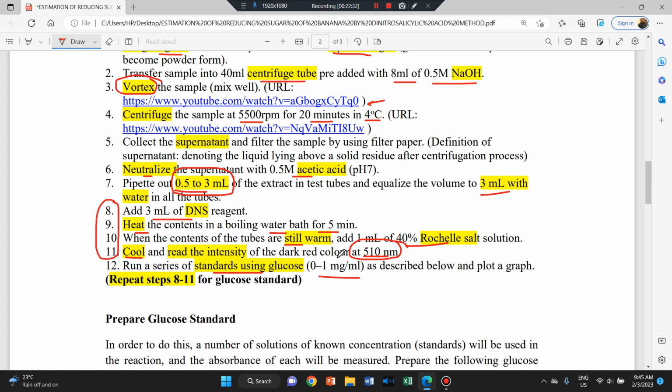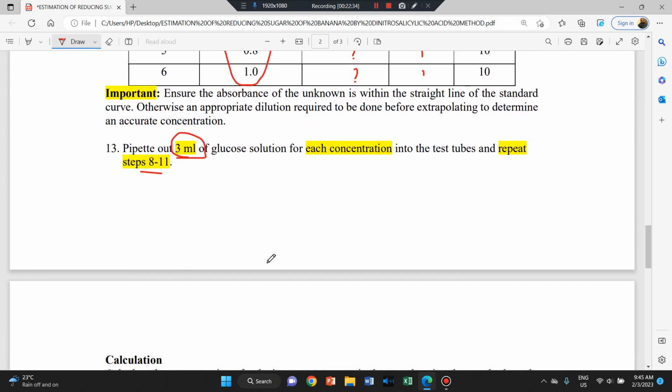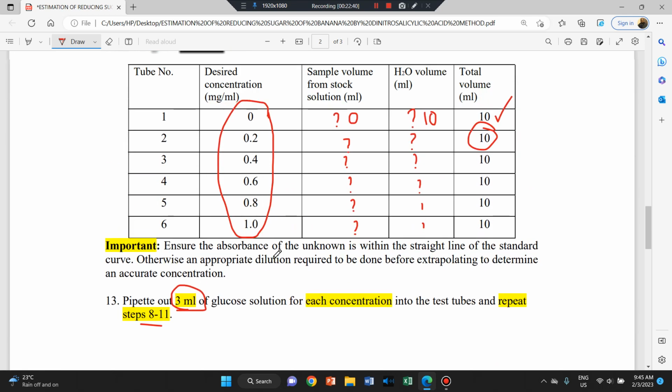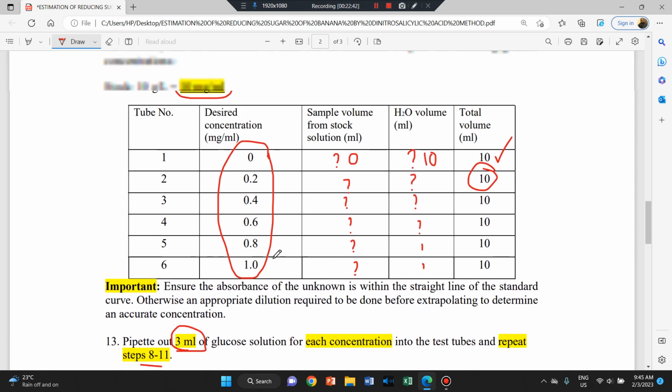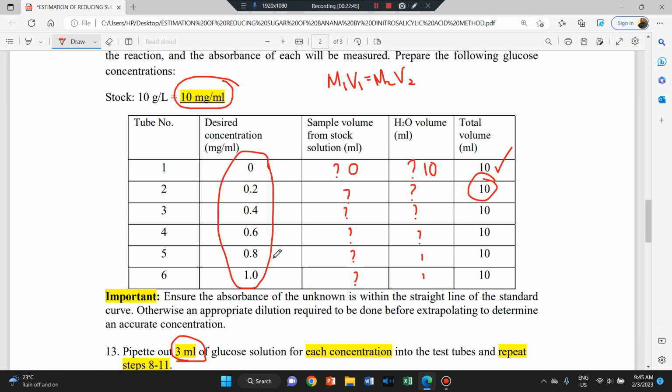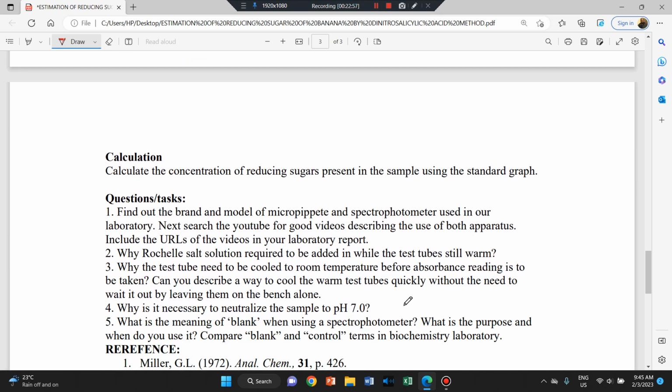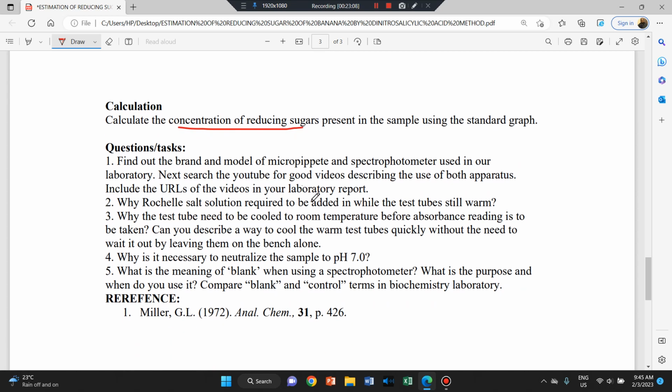respective absorbance. And finally, you are required to make a graph of absorbance versus concentration for the glucose, not the unknown. Although you have three test tubes for the unknown, only the glucose will be used to make the standard curve. And by using the standard curve, you can then calculate the concentration of the reducing sugar found in your banana preparations. And after that, you answer this question or task.